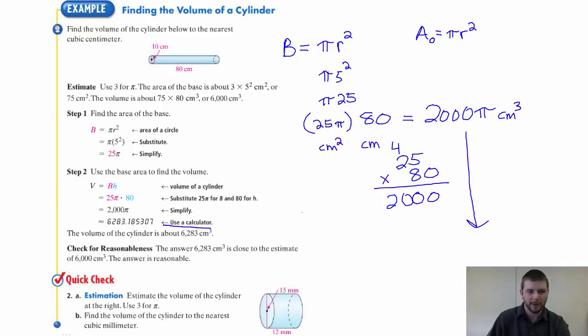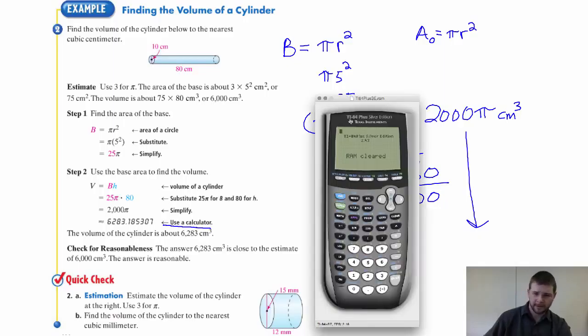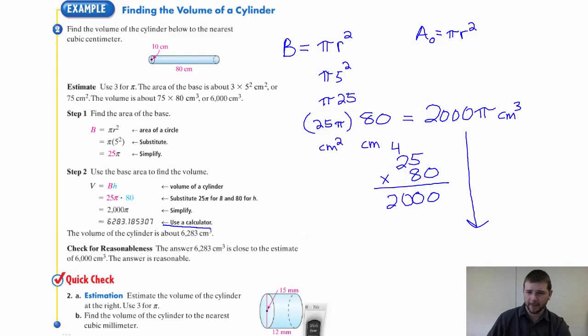So that would be the nearest ones place. So here's my calculator. Let's see, 2,000 pi. So 2,000 times pi. There it is. Excellent. Our answer matches 6,283.1. Of course, we're rounding to the nearest whole centimeter, so 6,283 cubic centimeters. Thank you, calculator.